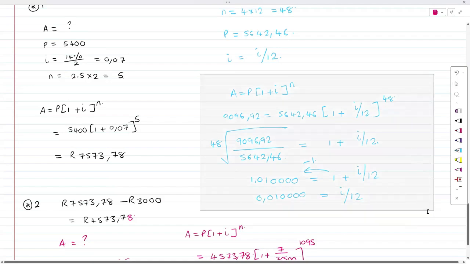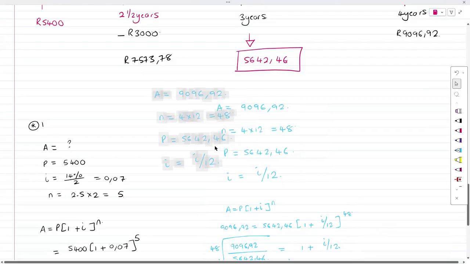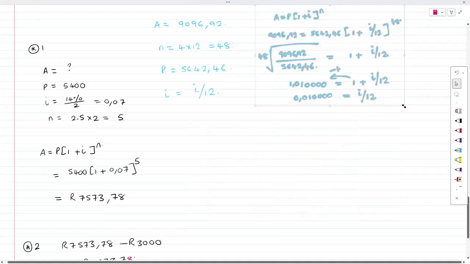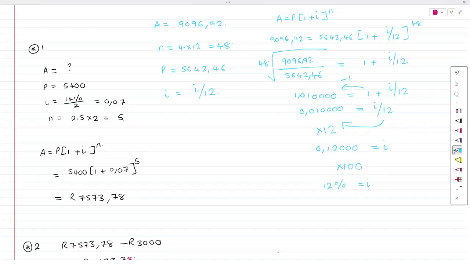Again, I am running out of space, so let's take some space somewhere. This is simple to deal with. If we take the 12 over, the 12 becomes multiplication, times 12. And I end up with 0.12 equals I. And please remember that interest is always times 100. 12% equals I on the dot. And that should be the first timeline.